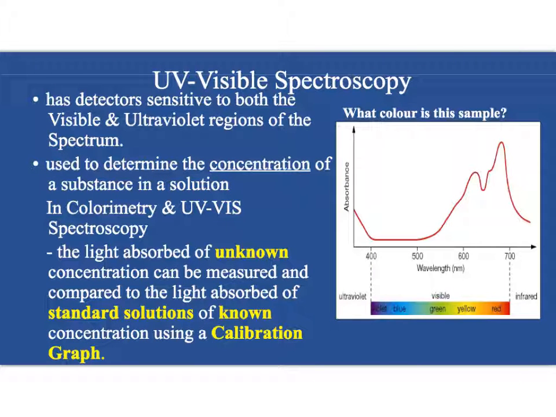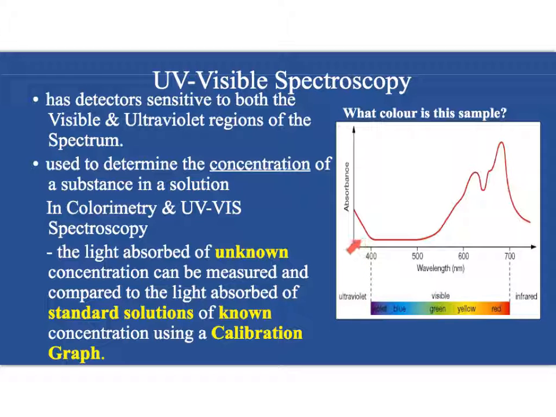So the second thing that we're going to be looking at in this video is UV visible spectroscopy. In one sense, it's very similar to colorimetry, but instead of just using the visible light spectrum, it's actually using UV as well. So the first little question for you is, what color is this sample? We've got our absorbance and our wavelengths, and a helpful graph at the bottom showing where violet and red light is.